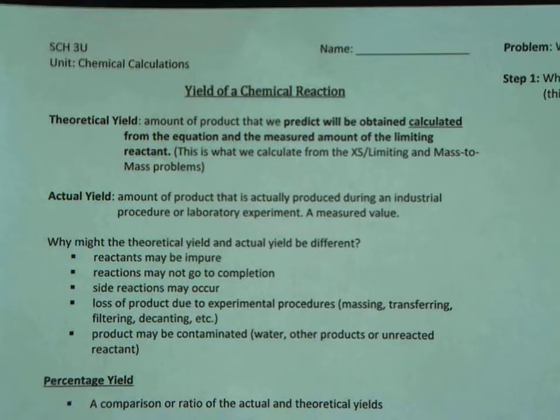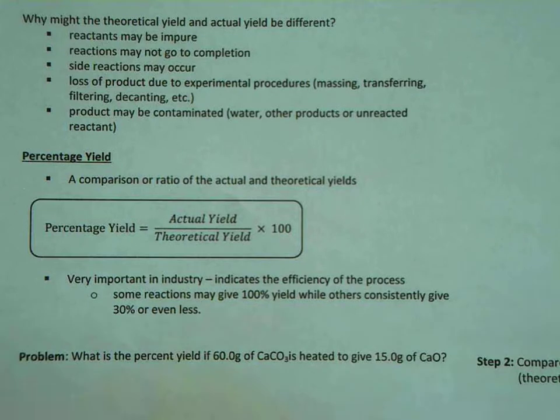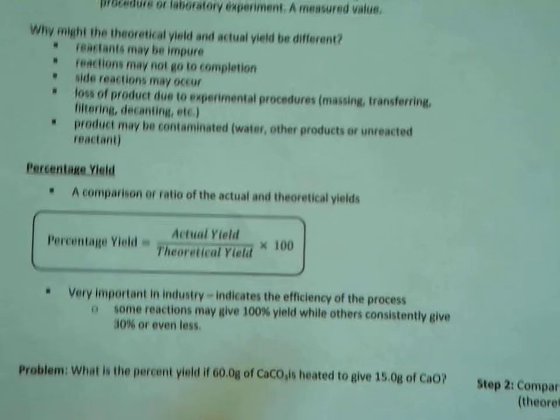In fact, on average, some will give 100% yield. Some reactions behave well and always give everything that they're supposed to. Sometimes we get 30% or even less, and sometimes industry is okay with that.